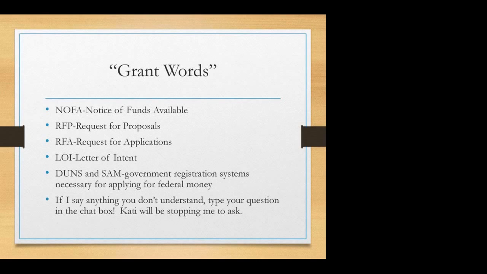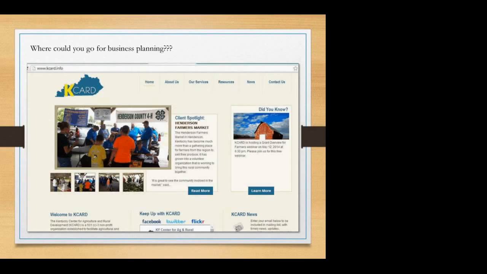This doesn't mean that you have to do it by yourself. For my Kentucky farmers, KCard actually can assist with business planning. So even if all you need is a little bit of strategy and you can write it yourself, we can assist with that. And we do meet one-on-one with producers. Sometimes it may take a little bit to get to you because we do this a lot, but we do meet with producers. Okay. As I said, KCard will do it.